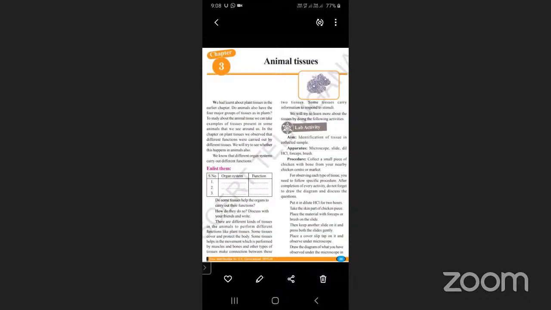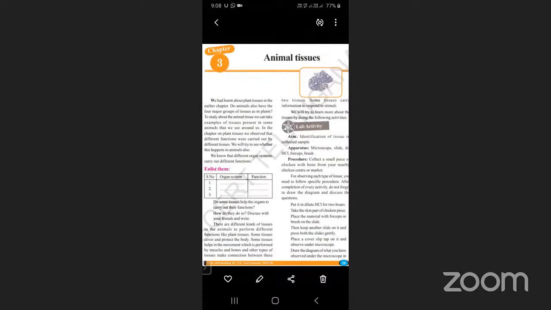What we can see around us: the different functions, many cells are there. That's why we can see the division of labor. So different functions can be carried out by different tissues. Okay. So here different functions were carried out by different tissues. We will try to see whether this happens in animals also.